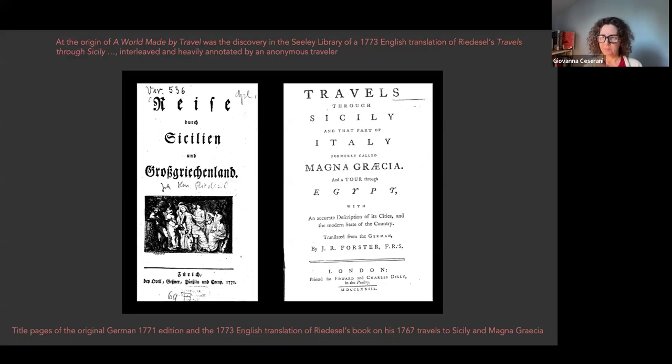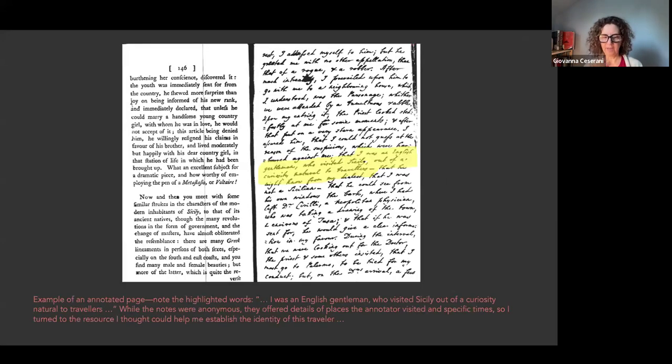What was special about the copy that I found that day was that it was an interleaved copy of this edition, which means with empty blank pages interspersed. And on these blank pages, an anonymous traveler added notes and comments on his own experience of Italy. So there was the original travel and this other commentator who would say, well, actually, I was there and I saw this, correcting and commenting and narrating in parallel his own travel through Sicily.